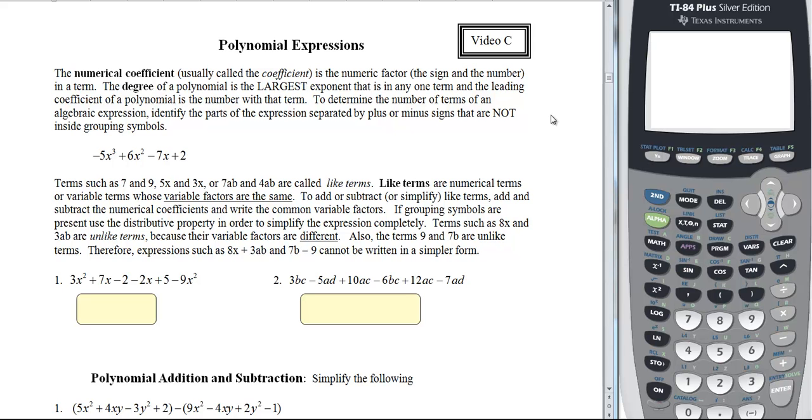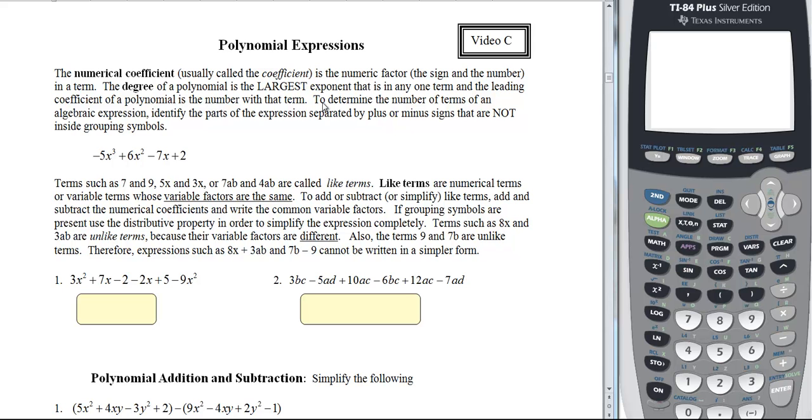Now we're going to look at what's called polynomial expressions. The numeric coefficient, usually called the coefficient, is the numeric factor, the sign, and the number in a term. The degree of a polynomial is the largest exponent that is in any one term, and the leading coefficient of a polynomial is the number with that particular term.